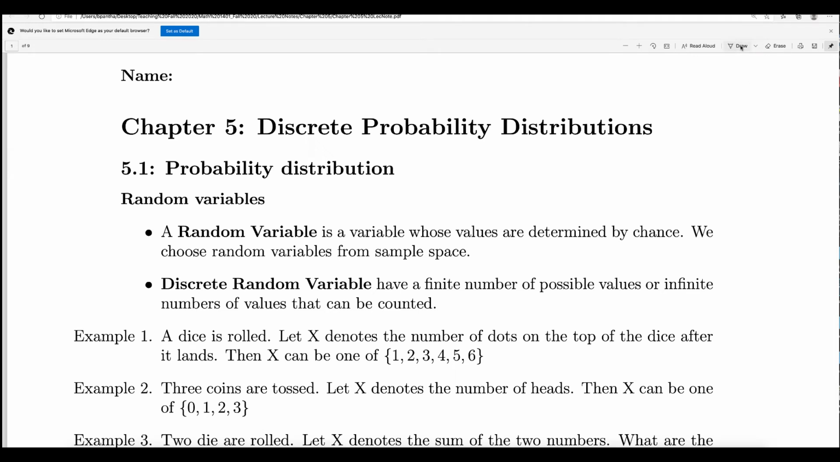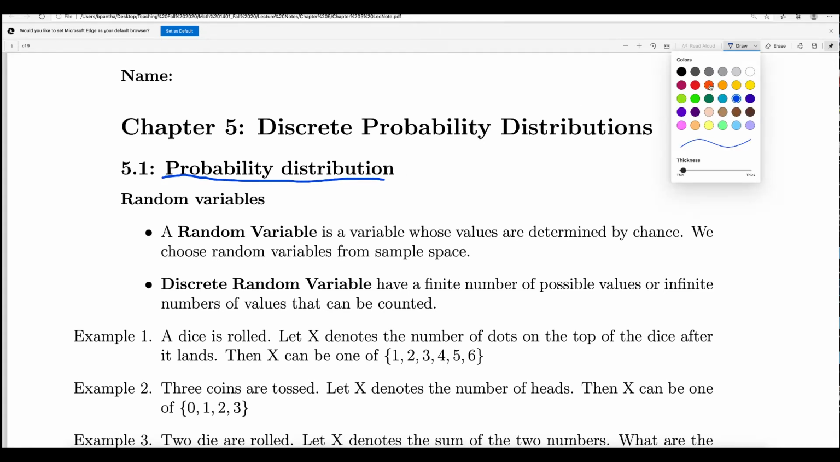In this video, we are going to talk about chapter 5, the discrete probability distribution. First of all, we talk about what the probability distribution is. Before we start, let's talk about the random variable. A random variable is a variable whose values are determined by chance.